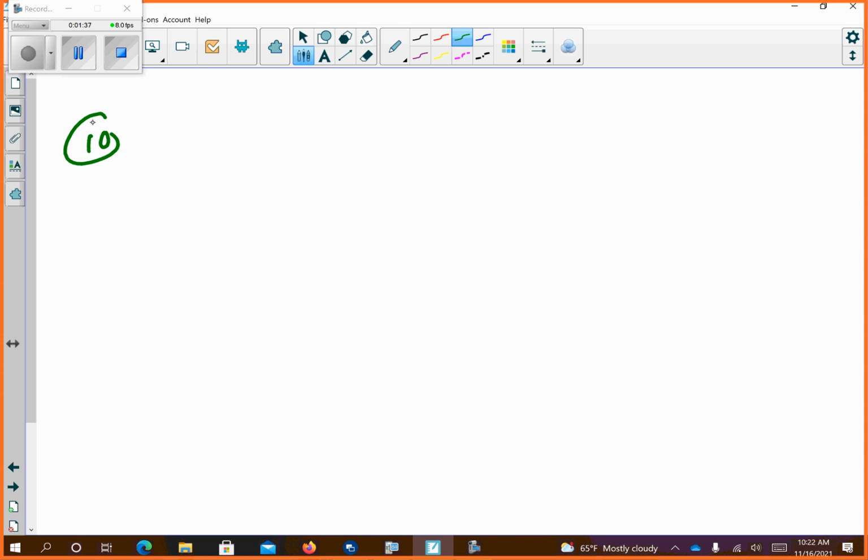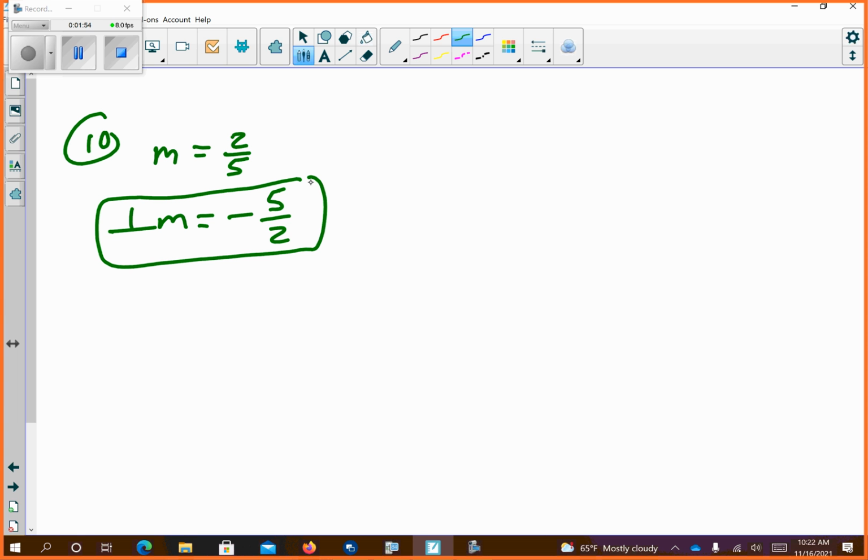Number 10. Find the equation of the line that's perpendicular to number 8. Okay, so I know that my slope from number 8 is this. That means my perpendicular slope is going to be the opposite sign. It was positive, now it's going to be negative, and it's going to flip over. So that's the perpendicular slope that we're going to use. And it goes through the point (4, 4). And it just says find the equation.